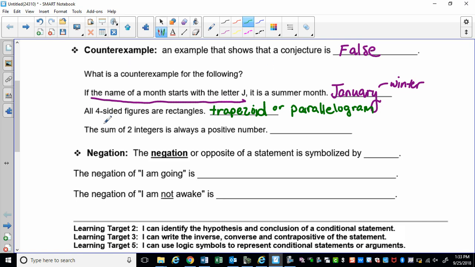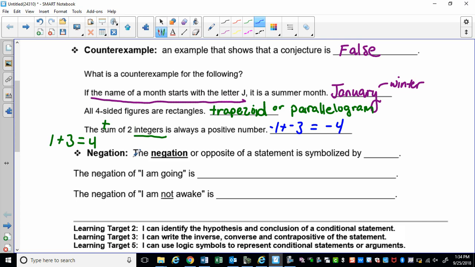The sum, which means add, of two integers. Integers are just whole numbers. They can be positive or negative. Is always a positive number. Well, let's think about this. What if we have like 1 plus 3? 1 plus 3 is 4, but that's a positive number, right? We're trying to prove that it's not always a positive number. What about -1 plus -3? -1 plus -3 is -4, and -4 is not a positive number, so this is my counterexample.